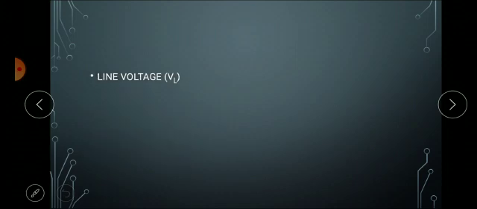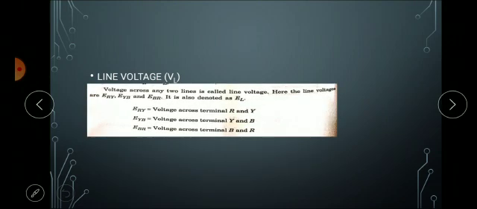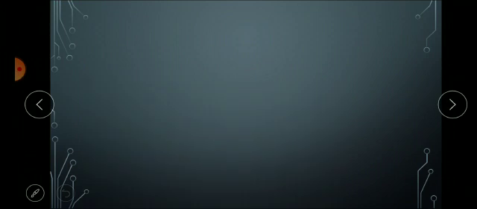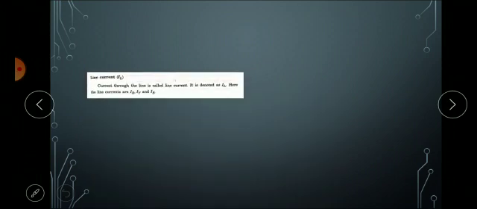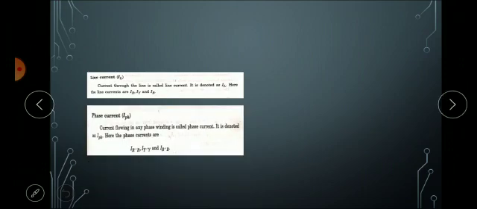Next one is the line voltage. Voltage across any two lines is called the line voltage. Next, phase voltage. Voltage across the winding is called the phase voltage. It is denoted as E phase. And line current. Current through the line is called the line current. It is denoted as IL. Next one is the phase current. Current flowing in any phase winding is called the phase current. It is denoted as I phase.